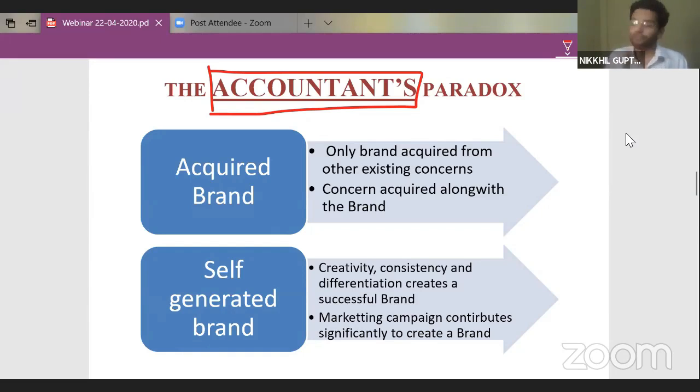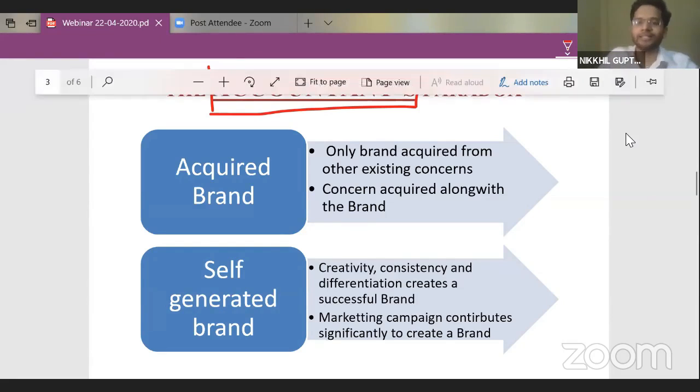So guys, there is a possibility that my principles, which means valuers' principles, may substantially vary from the accountant's principles. There is a huge variation between what accounting standards say and what valuation standards say. Today, I'm going to highlight the differences between the accounting standards and the valuation standards with respect to brands. Okay, so let's start the accountant's paradox.